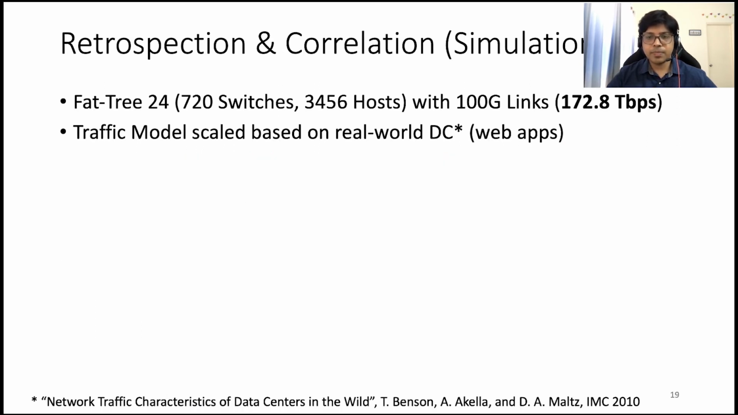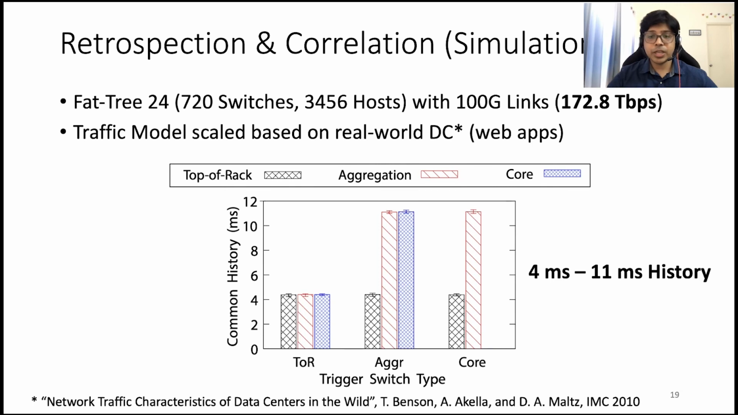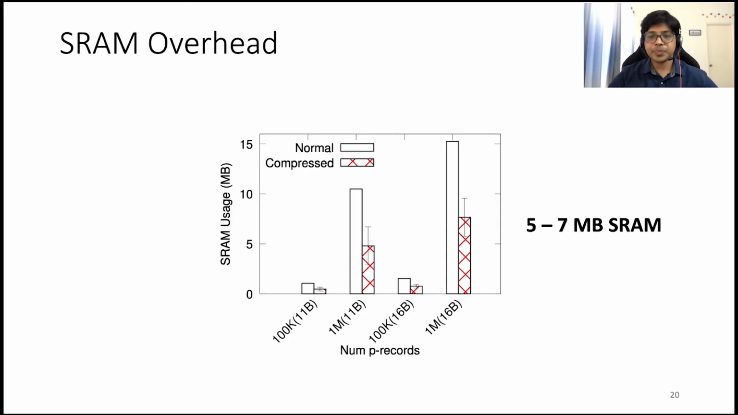Based on our simulation, we study how much of end-to-end packet history can be recorded by SYNDB in a large data center network with realistic workloads based on data center measurements. We observed that SYNDB could capture 4 milliseconds to 11 milliseconds of history from across the ends of the network for a network fault, depending on where the trigger occurs, whether it's in the destination TOR or the core of the network. Now, this is equivalent to hundreds of RTTs of history for packet-level debugging for a network fault.